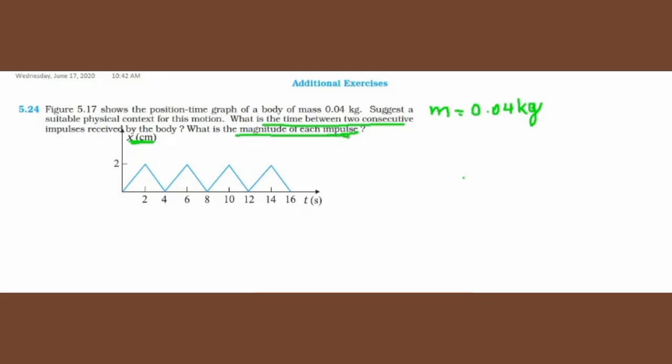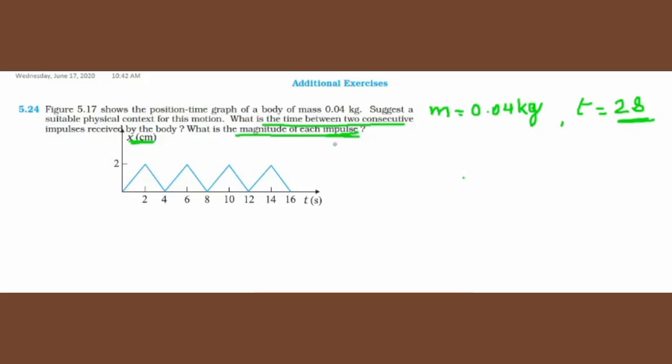What is the reason for change in velocity? We have to consider there is an impulse. So therefore we can conclude the time between two consecutive impulses, T, is equal to 2 seconds. T is equal to 2 seconds. First answer you will get.